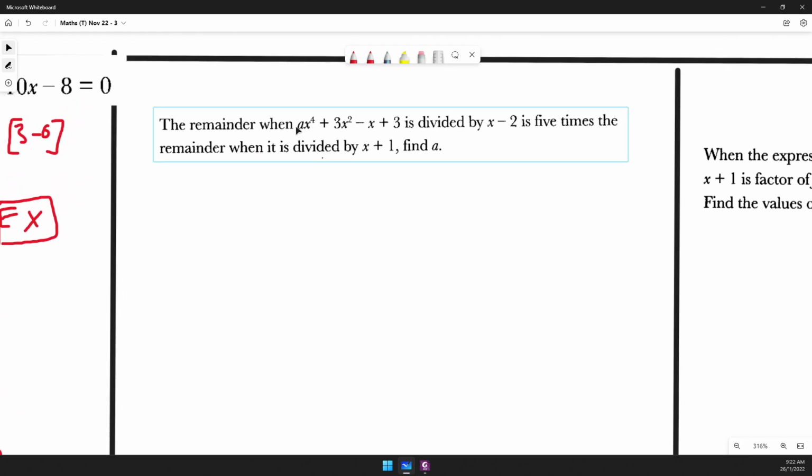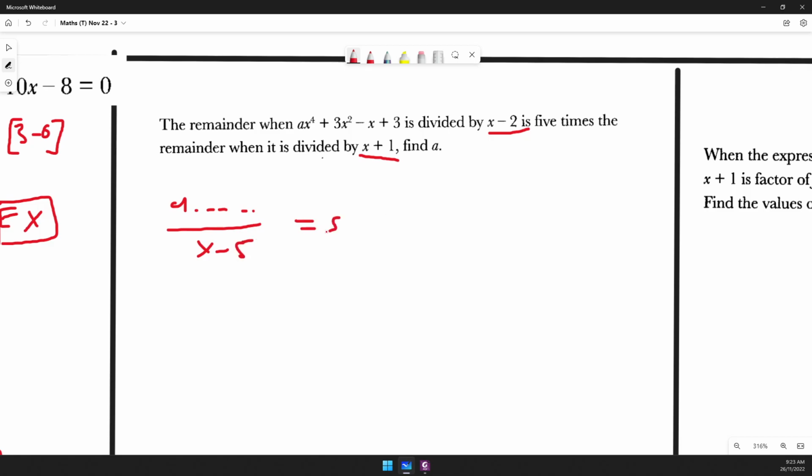Okay, the remainder when ax^4 plus 3x squared minus x plus 3 is divided by x minus 2 is 5 times the remainder when divided by x plus 1. They give what you have to find verbally. So whatever remainder you get from dividing by x minus 2 should equal 5 times the remainder when you divide by x plus 1. So this is 2.